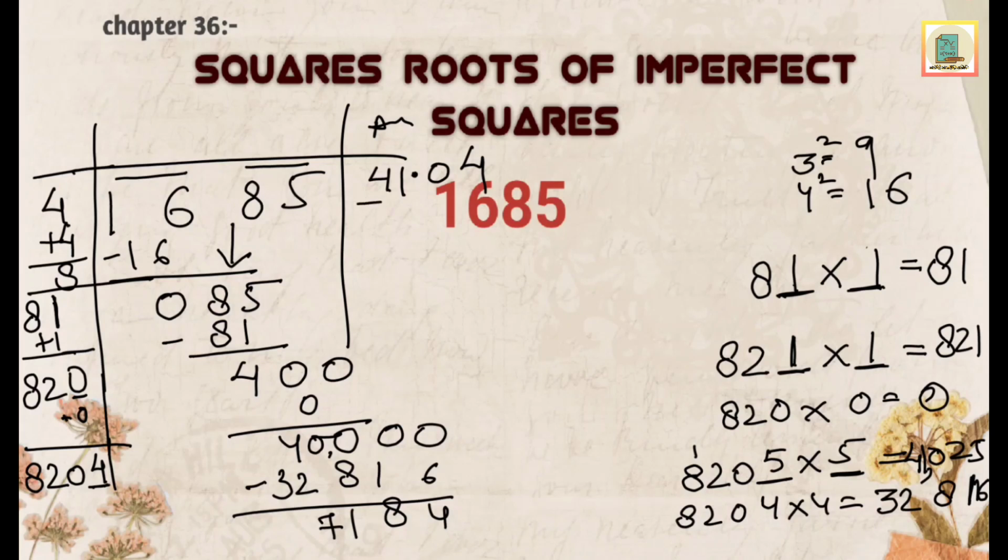We will go up to 2 decimal places only. So, we get the answer as 41.04. Now, the square root of 1685 is 41.04. Now, let's take some more examples.